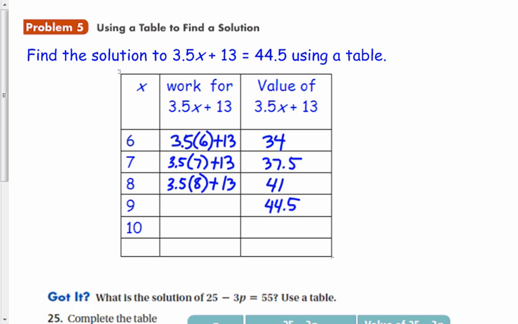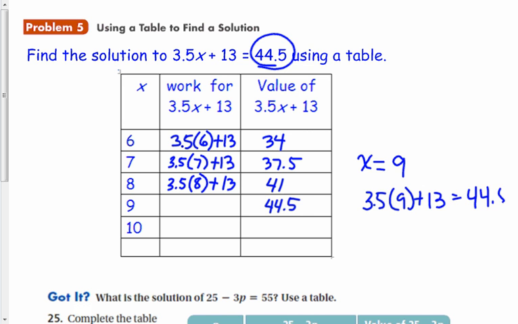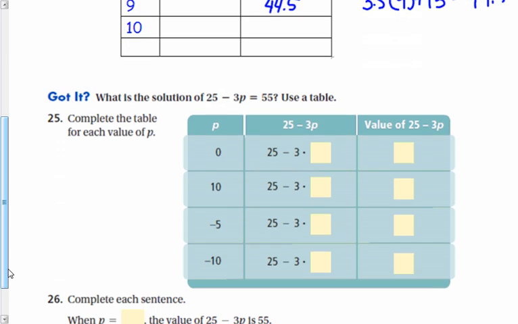And I'm going to stop there because we wanted it to equal 44.5. So my solution is x is equal to 9. When x equals 9, 3.5x plus 13 equals 44.5. And if I want to show that work a little bit more, I can. 3.5 times 9 plus 13 equals 44.5. All right, so I'm going to let you try that here.